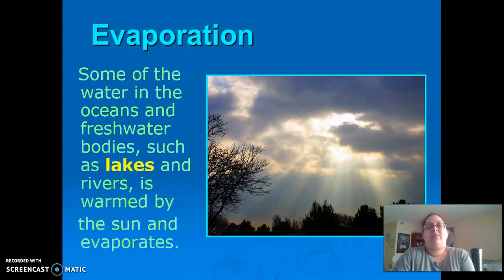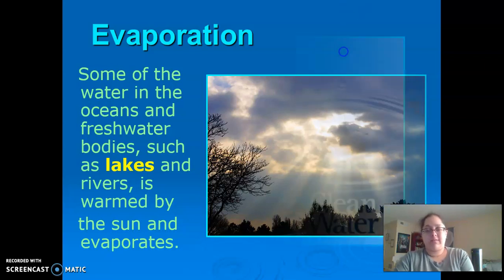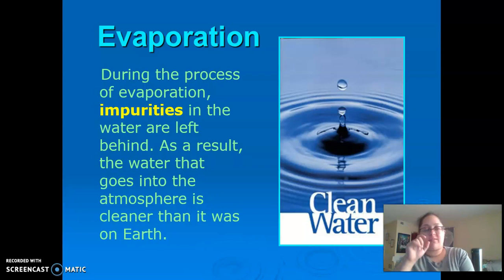Evaporation, so some of the water in oceans and freshwater bodies, like lakes and rivers, is warmed by the sun and evaporates. During this process of evaporation, impurities in the water are left behind. So that means bad stuff in the water is left behind. Because if you have a bunch of salt water and you stick it out in the sun, only the water is going to evaporate. When it's done, the salt remains. The salt is left behind because salt is not something that gets evaporated. It's just the water. So as a result, the water that goes into our atmosphere is cleaner than it was on Earth.